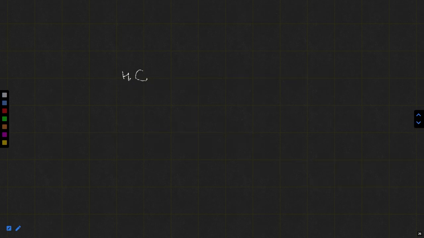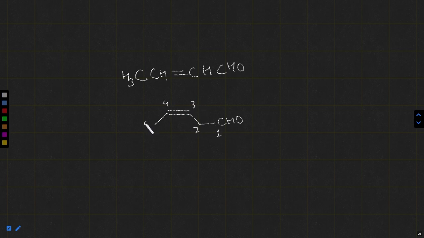CH3, CH, CH, CHO. Let us just expand this thing. Double bond, CH, and then CHO. We'll start the numbering from here: 1, 2, 3, 4, 5. So at 3rd position we have an alkene.